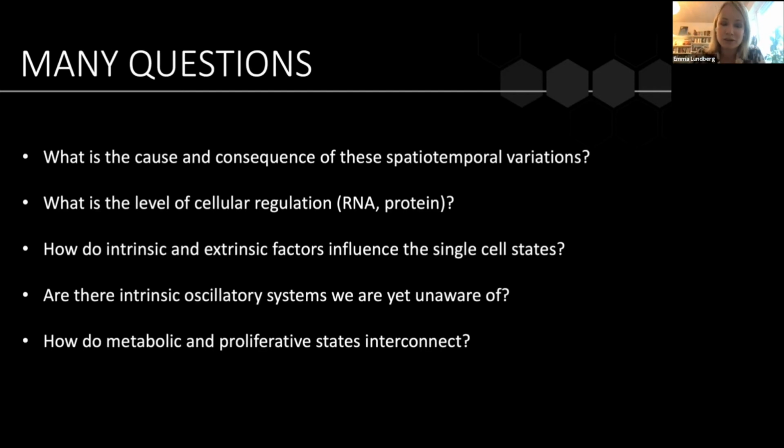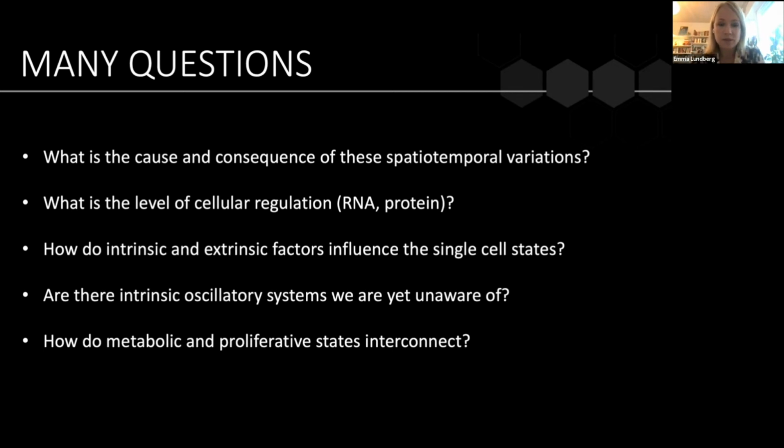What's the cause and consequence of these spatiotemporal variations, particularly all the metabolic enzymes that translocate to the nucleus at rare times? What do they do there? Do they have a different moonlighting function? Are they involved in regulatory or memory imprinting functions in the cell? What's the level of cellular regulation? Is it RNA or proteins?